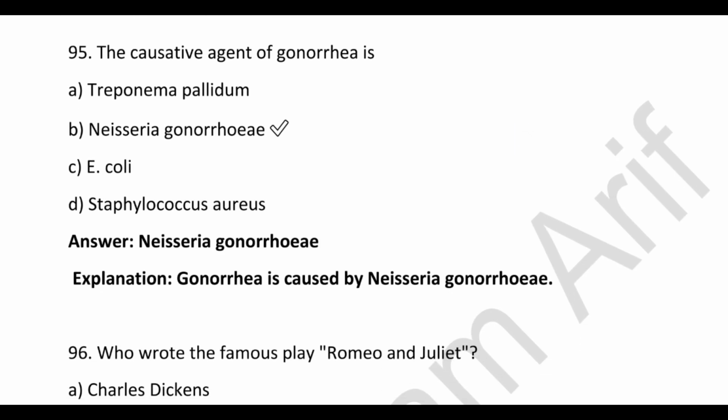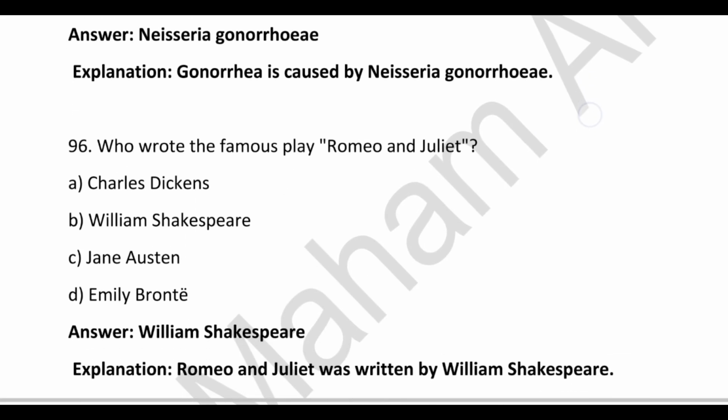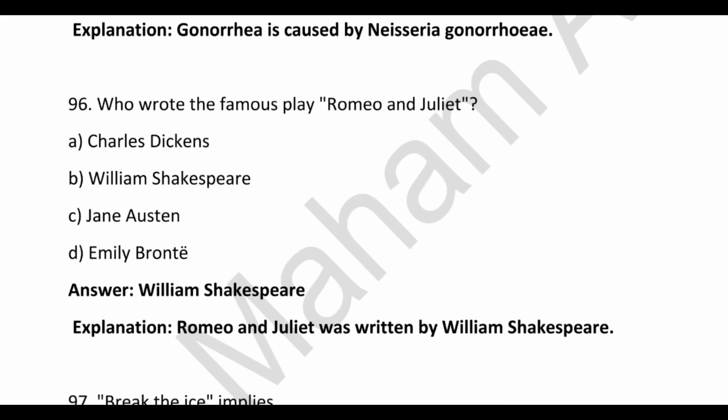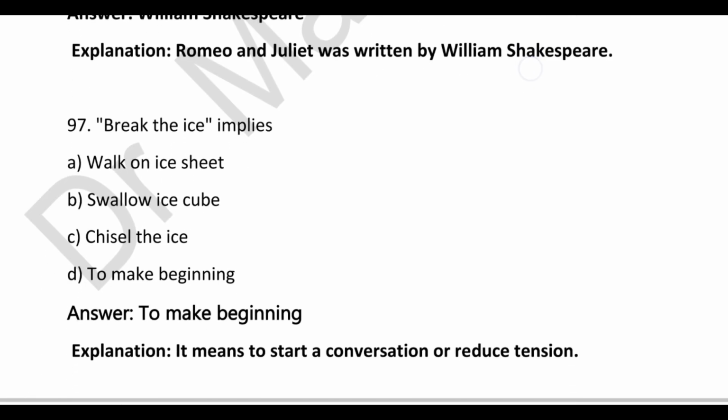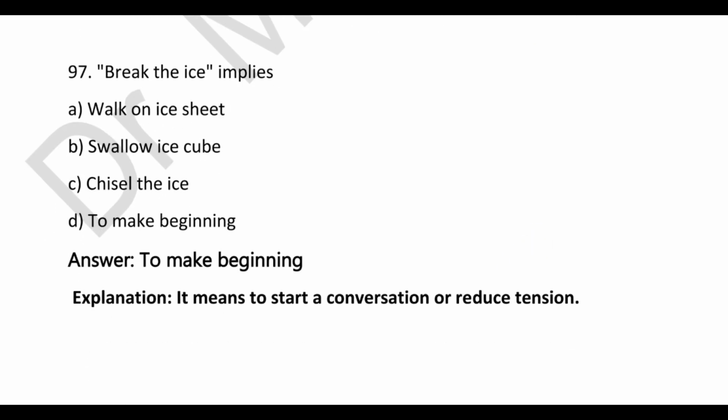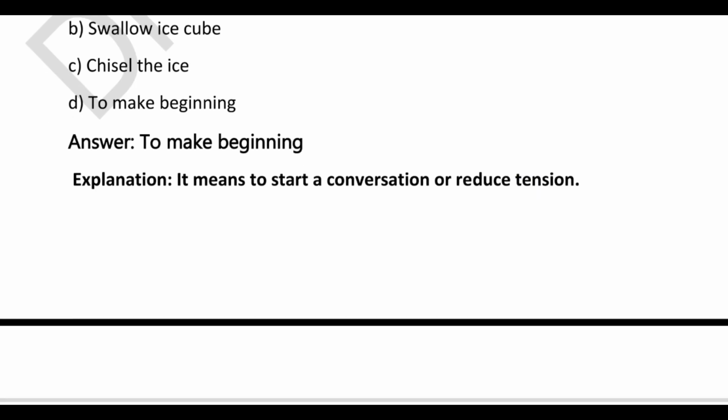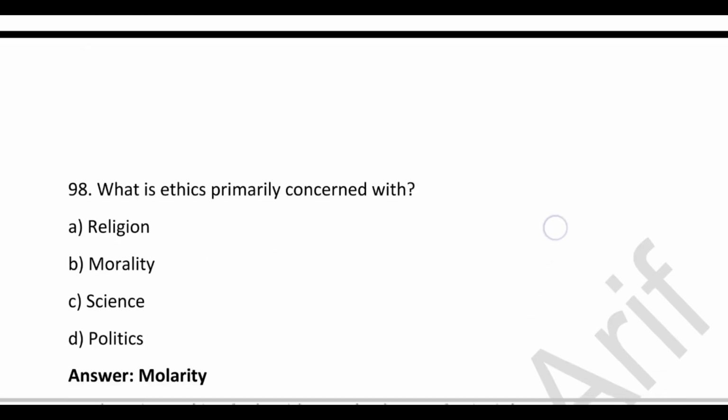The causative agent of gonorrhea is. Correct answer is option B, because gonorrhea is caused by Neisseria gonorrhoeae. Who wrote the famous play Romeo and Juliet? So correct answer is option B, that is William Shakespeare. Romeo and Juliet was written by William Shakespeare. Break the ice implies to make the beginning, because it means to start a conversation or reduce tension.